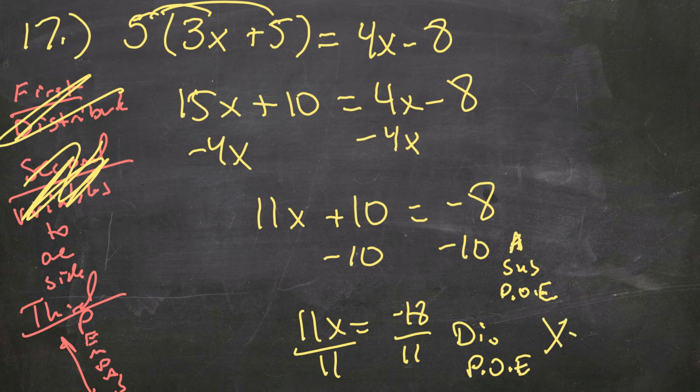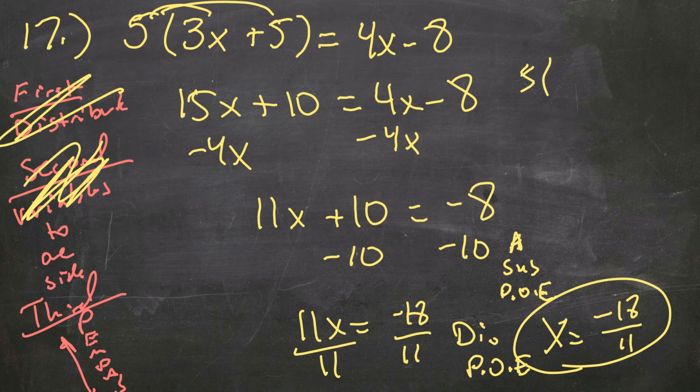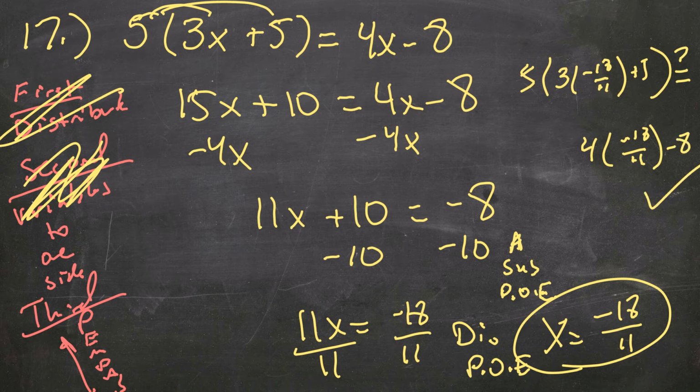So my final answer is x equals negative 18 over 11. You can leave it just like that. So now I'm going to check my work. You plug it in. You say 5 times 3 times negative 18 over 11 plus 5. Does that equal 4 times negative 18 over 11 minus 8? Alright, good to go.